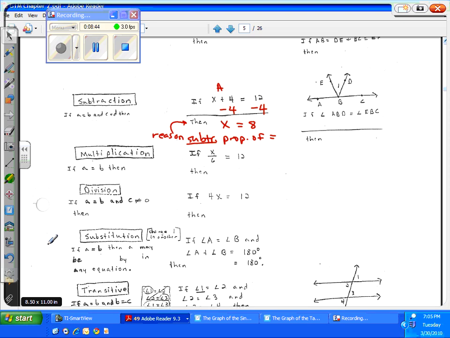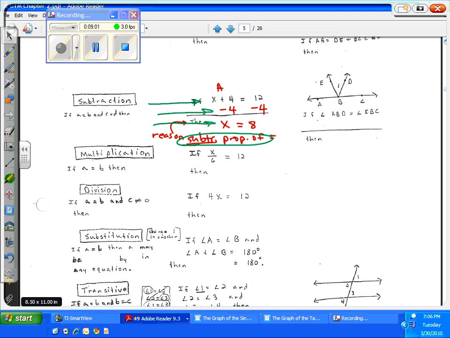So before we can say subtraction property of equality, we have to have 3 statements. See, there's 3 statements that lead up to the conclusion, subtraction property of equality. That's important as we lead into proofs.